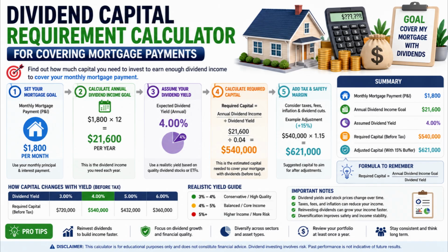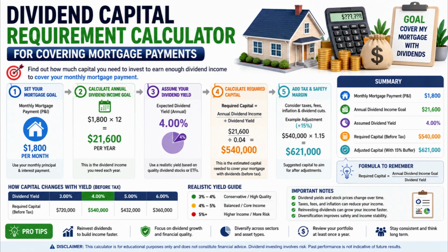At the same time, focus on dividend growth and financial quality rather than selecting investments only because they offer a high current yield. Companies with stable earnings, reliable cash flow, manageable debt, healthy payout ratios, and consistent dividend histories may provide more sustainable long-term income.